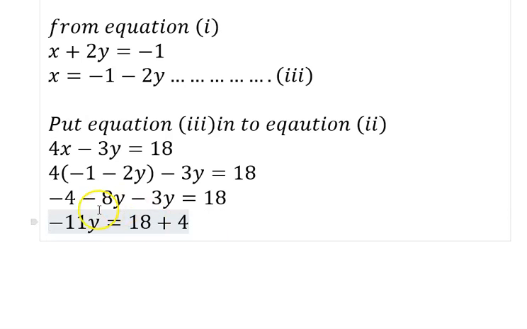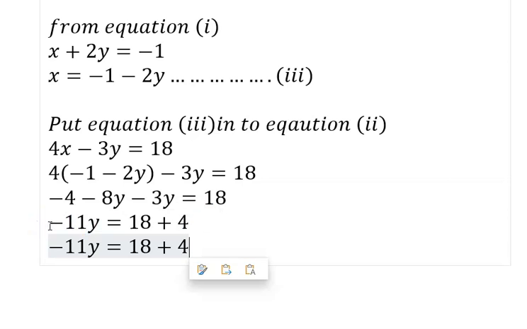So that's what we have done. We transfer this minus 4 across this equality sign. The sign will change to plus. Then minus 8y minus 3y will give us minus 11y. Awesome. So 18 plus 4 will give us what? 22. Now, to make y the subject of the formula, we're going to divide both sides by minus 11.